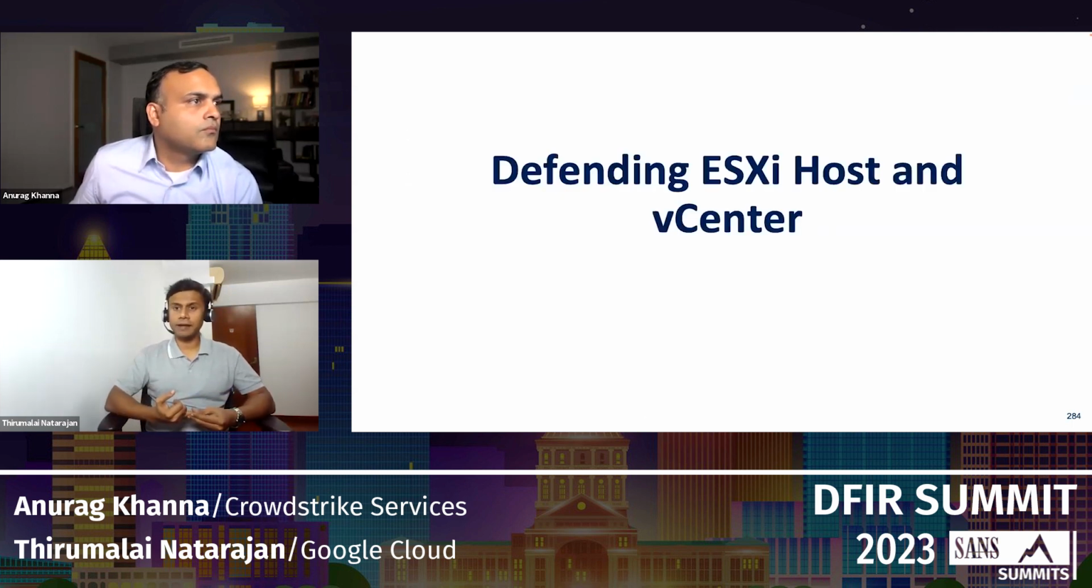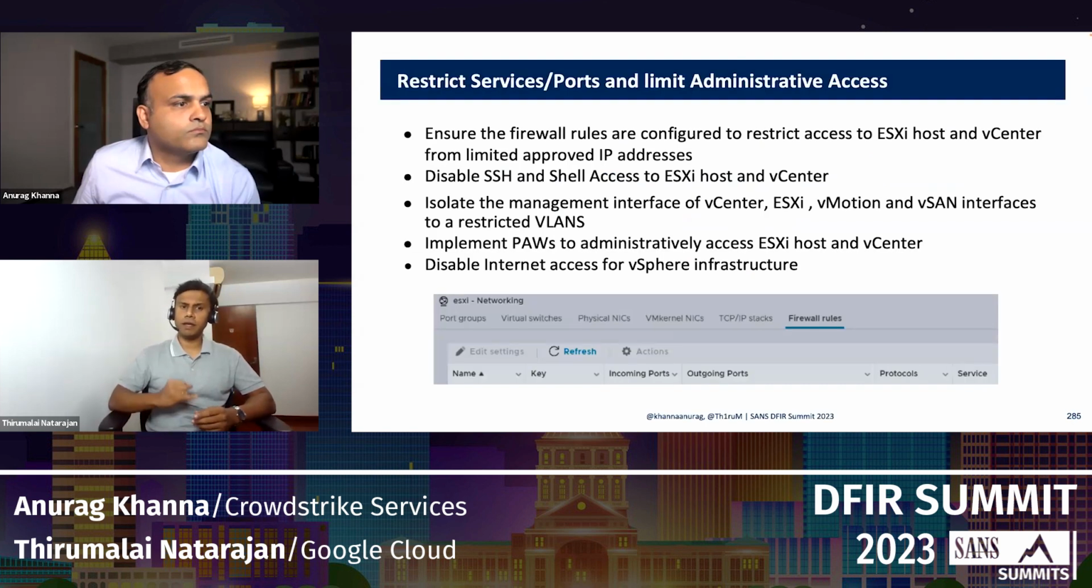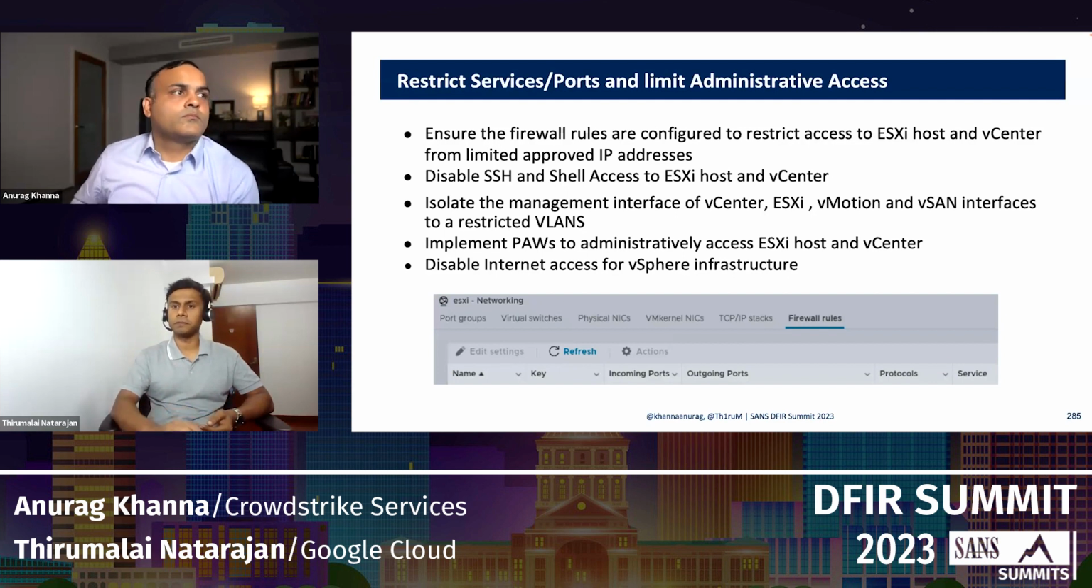So we talked about different attack techniques. We talked about logs and other artifacts that you can leverage for the investigation process. Now let's talk about how to defend ESXi host and vCenter. We strongly recommend you disable SSH and shell access to ESXi host and vCenter. You can also disable internet access over the vSphere infrastructure. You can leverage the built-in firewall capabilities to restrict access to ESXi host and vCenter only from limited approved IP ranges. You can implement dedicated privileged access workstations in order to administratively access the vSphere infrastructure.